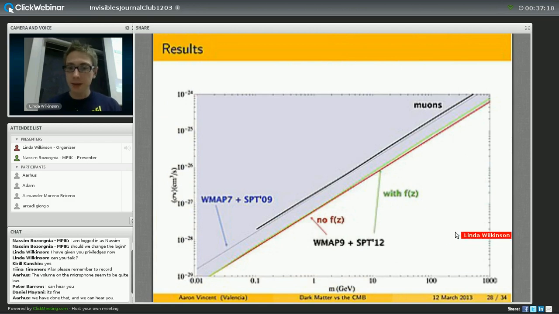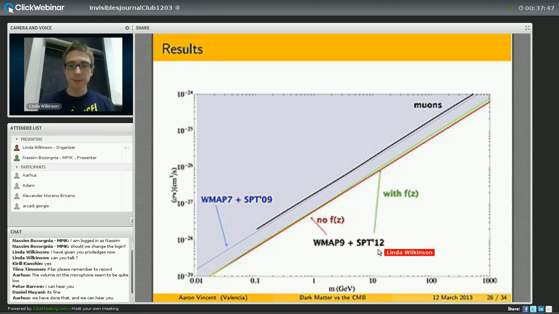So here is, without further ado, a plot of our exclusions. As you can see, this line here would have been the old bounds that have been computed by several authors using WMAP7 and SPT 2009 data. And we've improved these bounds down to here. This is the electron-positron annihilation channel. We've improved these bounds by a factor of 3 or so by considering the WMAP9 data and the South Pole Telescope 2012 data.